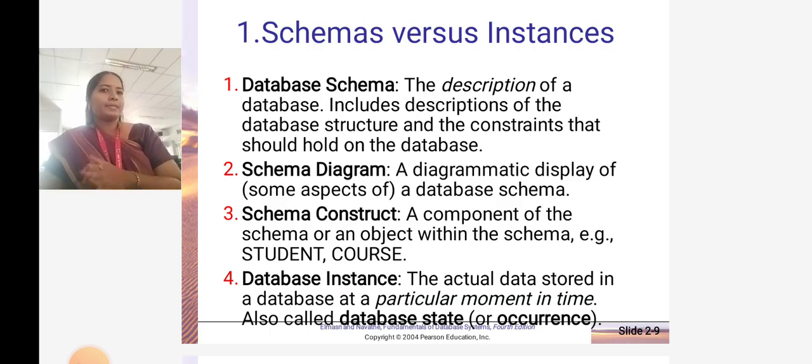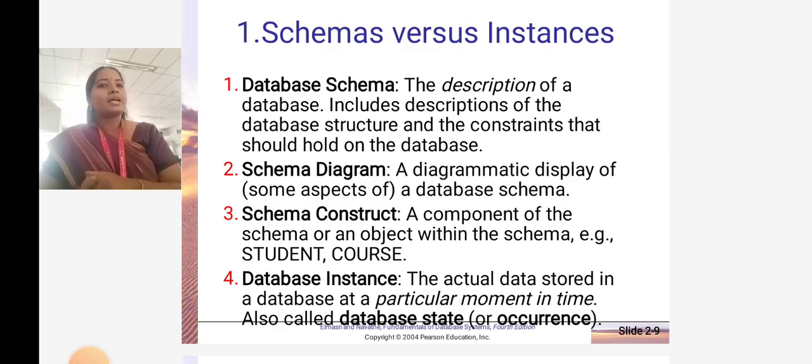So what is a database schema? The description of a database, that is, in a table format. Either it can be in a row format or a table format. It includes descriptions of the database structures and the constraints it should hold on the database. So what is a schema diagram? A diagrammatic representation of a database schema, that is, a table format. It will show a table format as rows and columns.